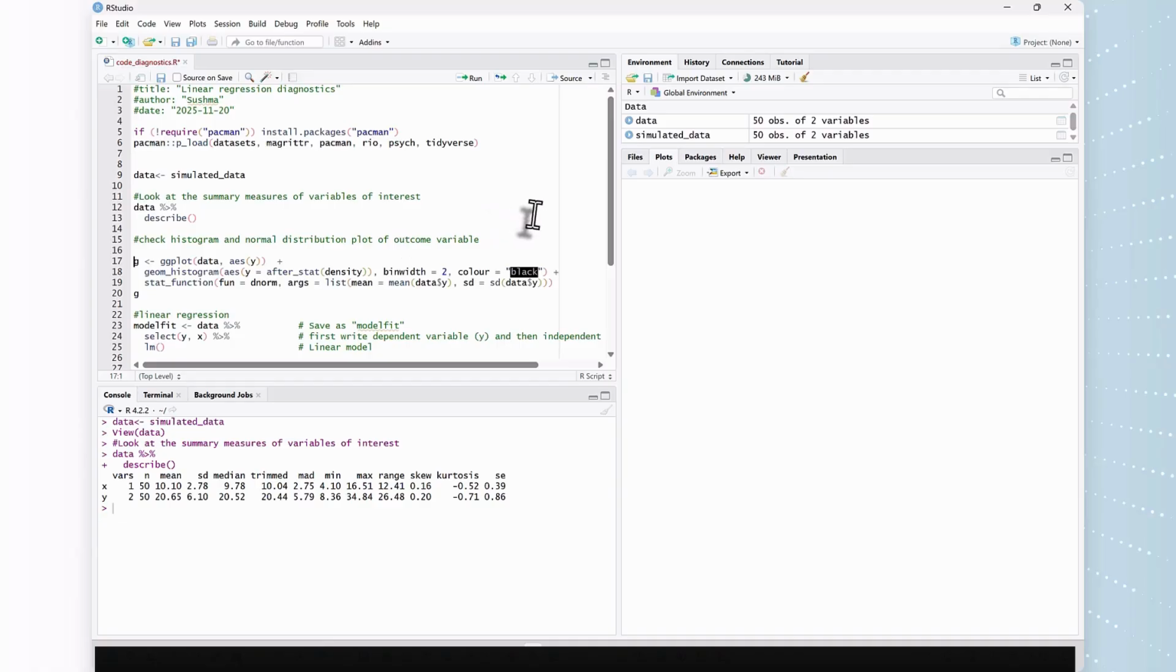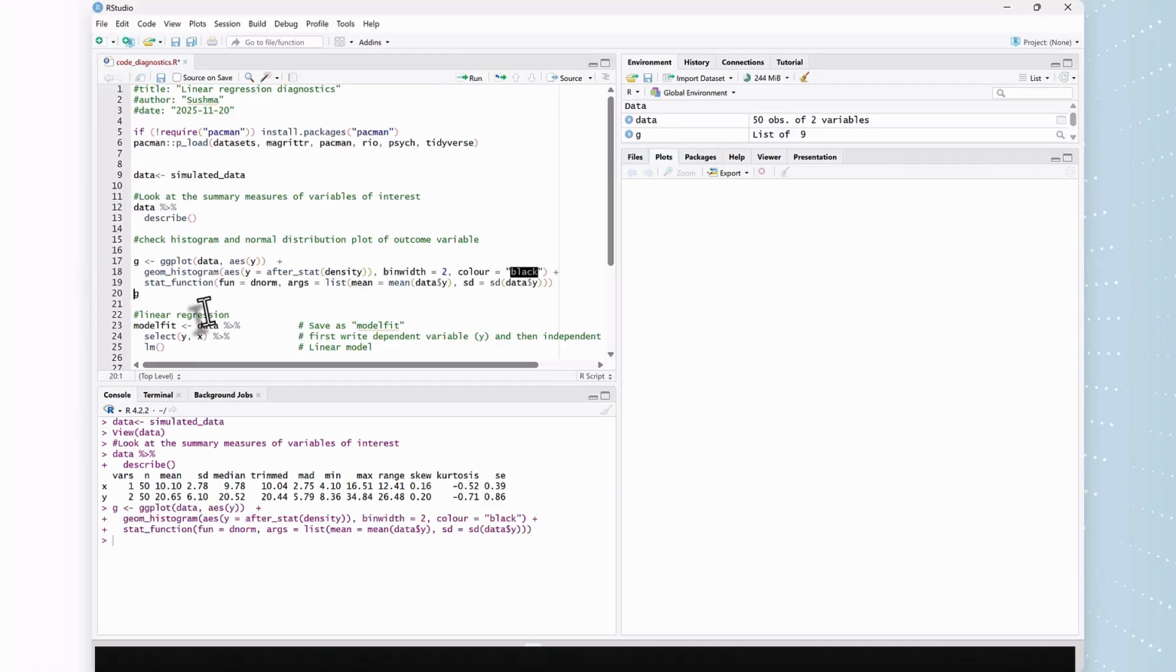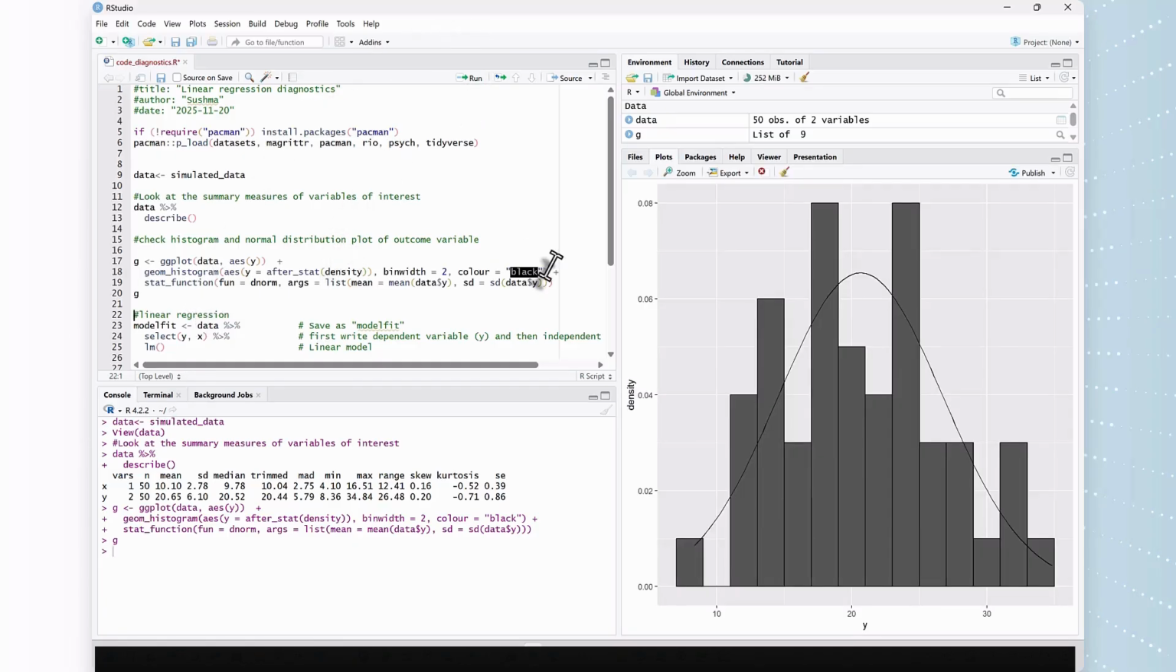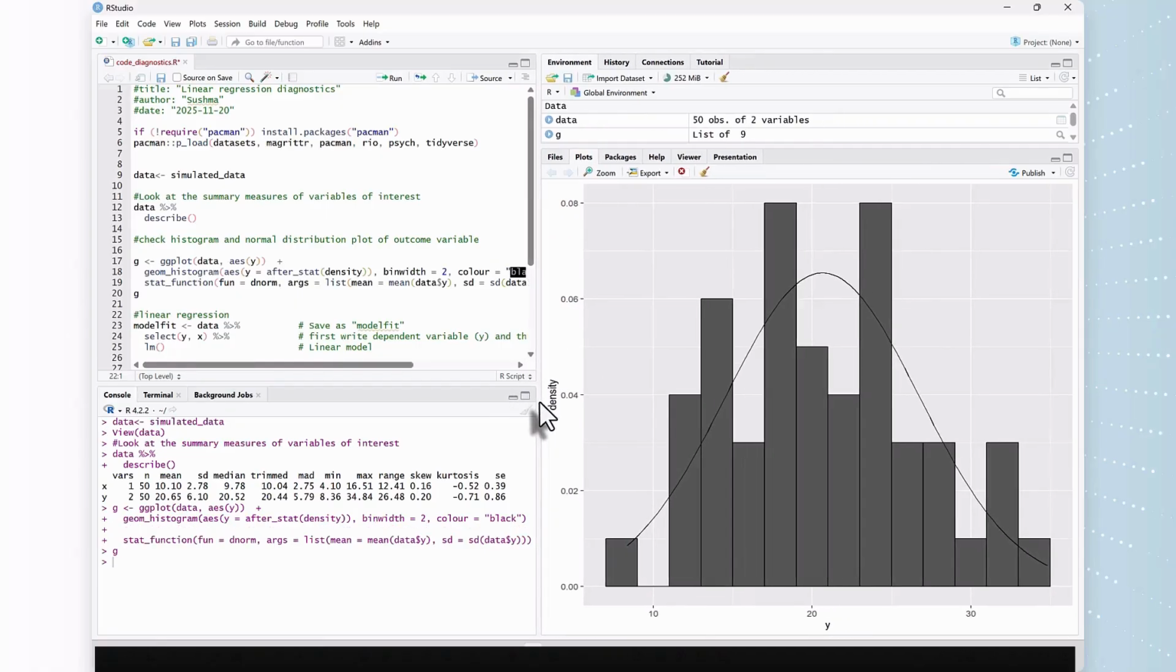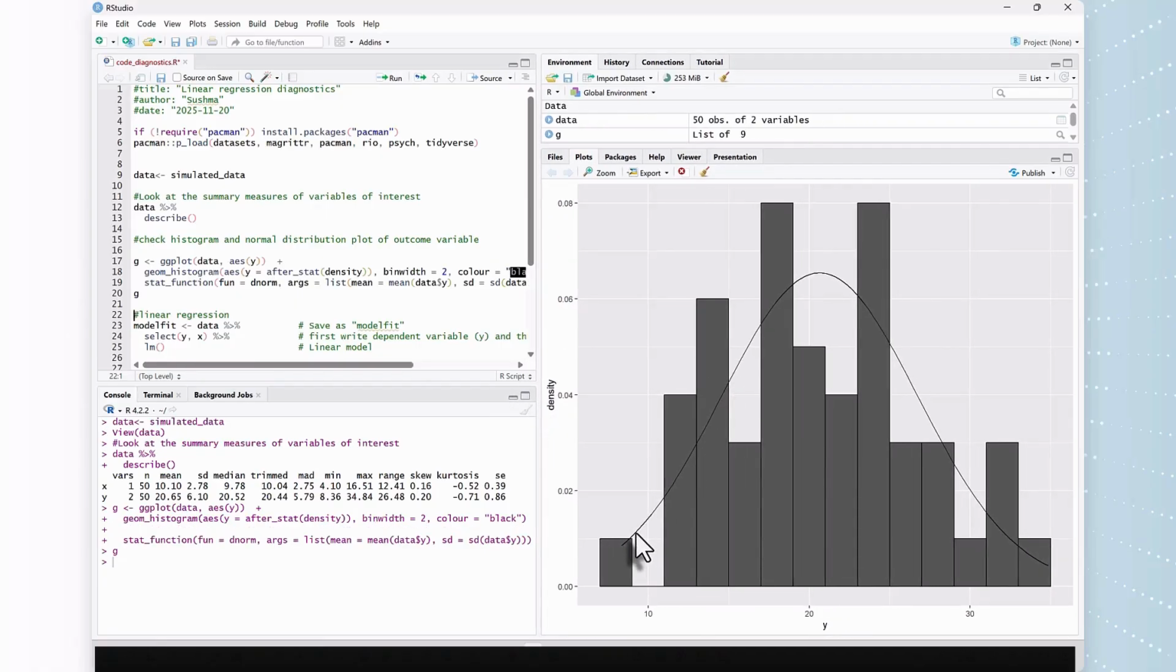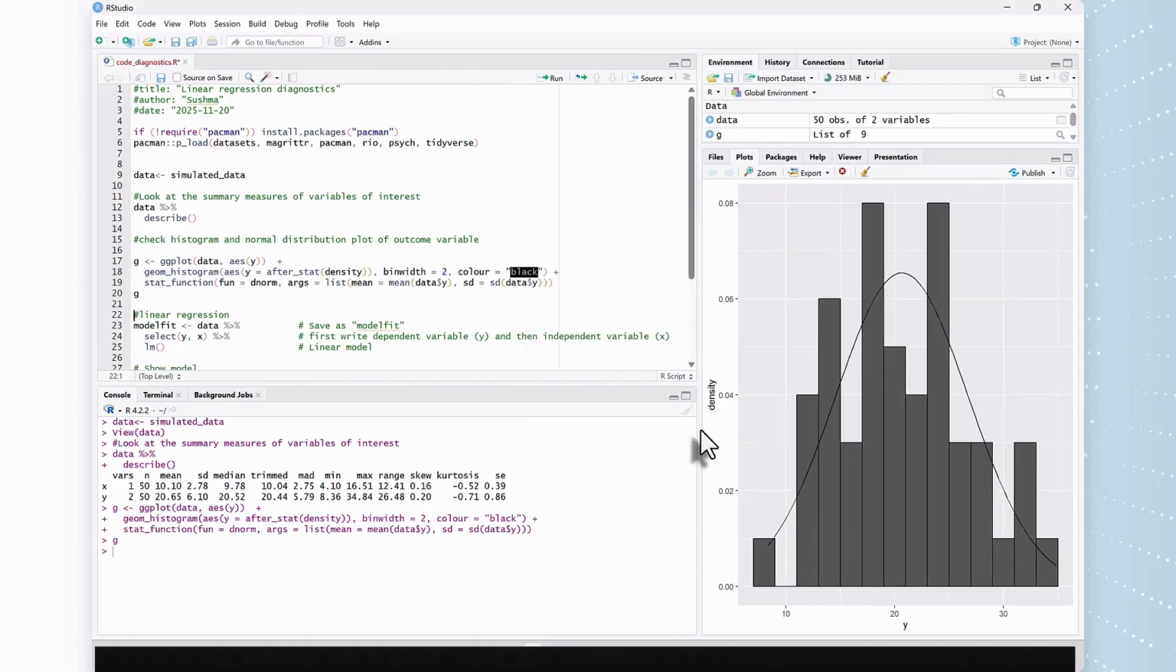Here I'm quickly running a histogram plot for the outcome variable y using geom_histogram in ggplot, and I also plotted a normal distribution curve overlaid on this histogram. And here we can see a normally distributed, bell-shaped looking curve that indicates that the variable y is normally distributed.